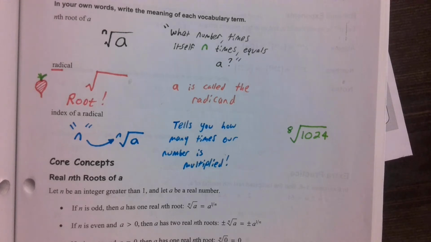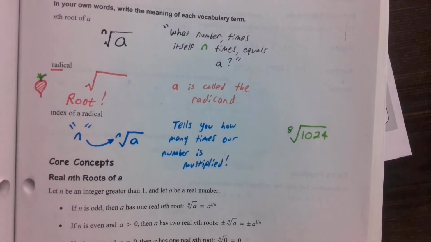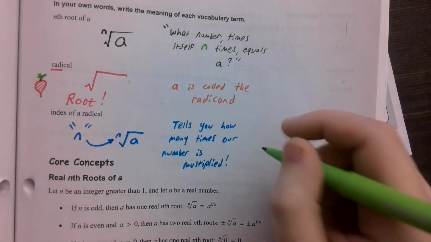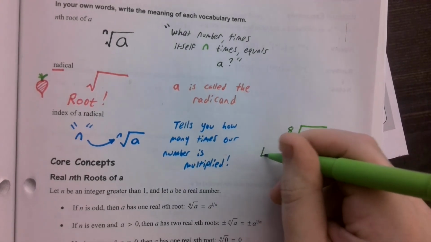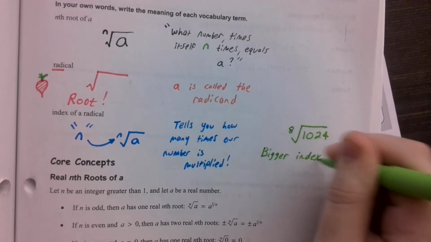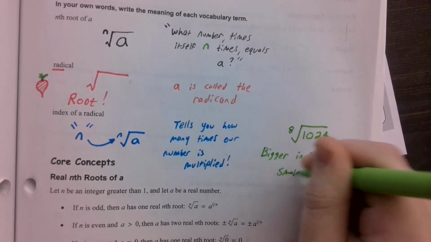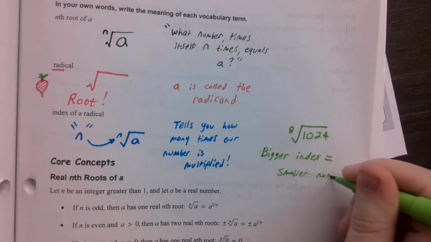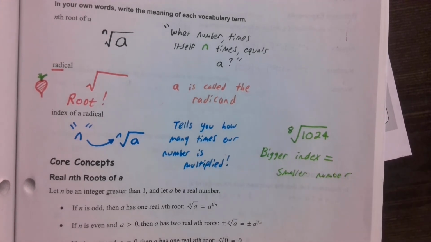Well, there is a rule that can help us figure out what this answer is. The bigger the index, the smaller your answer. Bigger index equals smaller number. Can we take a guess what the 8th root of 1024 is?